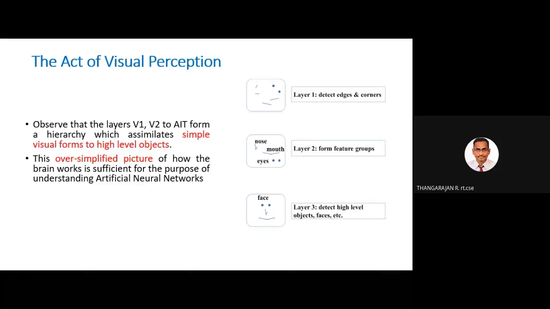Anyway, this is a very simple picture that I have shown you, a very oversimplified picture of how the brain works. But for understanding of our course, like artificial neural networks and convolutional deep learning, this process is enough. Actually, the brain is much more complex than this, which is not required for our case.